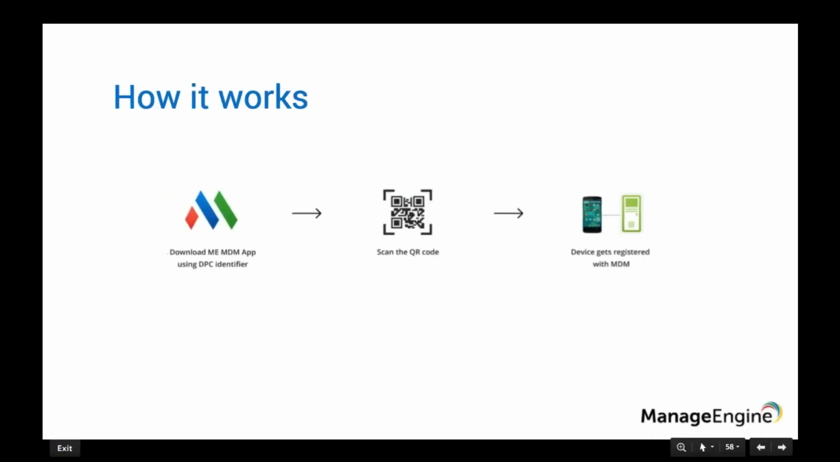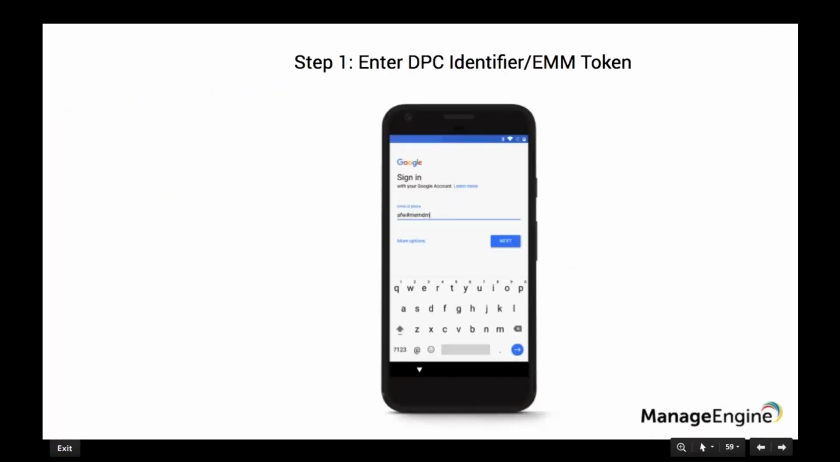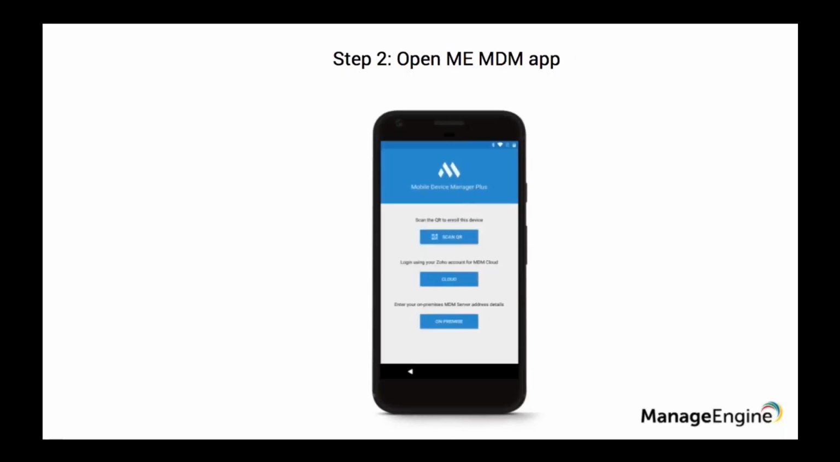So let me show you what happens on the device end. Once the device has been reset, when asked for the Google account, user needs to specify the DPC identifier or the EMM token, AFW-MEMDM. As you can see here, this is a token specifically provided by Google to MEMDM for initiating EMM token enrollment. Once you have provided the EMM token, the MEMDM app gets automatically installed on the device. Now open MEMDM app and click on the scan QR option and then scan the QR that I showed you on the server to complete enrollment.